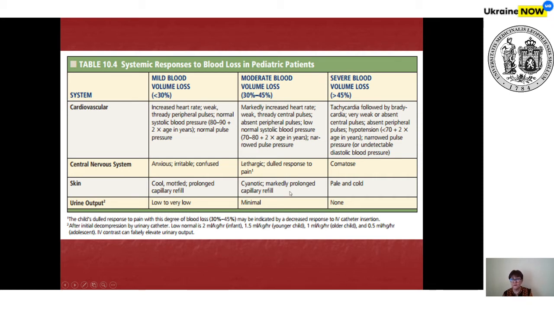In severe blood loss, more than 45%, tachycardia followed by bradycardia, very weak or absent central pulses, absent peripheral pulse, hypotension less than 70 plus 2 multiplied by age in years, narrowed pulse pressure or undetectable diastolic blood pressure. The patient is comatose, the skin is pale and cold, and anuria.